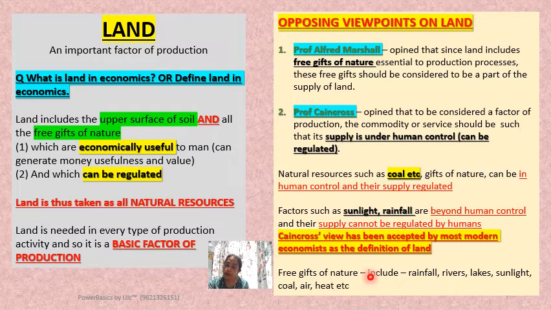Free gifts of nature are many. They include what you can regulate and what you cannot regulate, like rainfall, sunlight, air, heat, cold. Many things you can regulate, many things you cannot regulate.